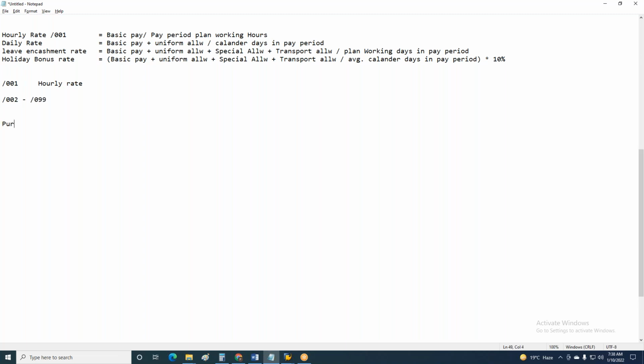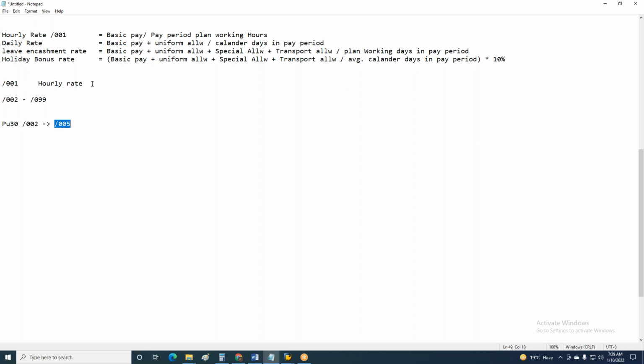Go to PU30, copy /002 and create /005. Like this, you can create n number of technical wage types. In PU30, you can copy from this technical wage type to a new technical wage type. If your company is using 5 rates, you need 5 technical wage types. If your company is using 10 rates, you need 10 technical wage types.